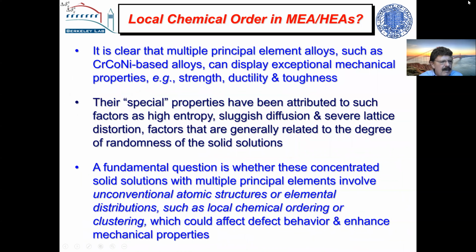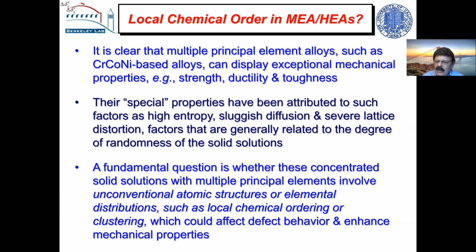So we've got these multi-element alloys that have exceptional mechanical properties: toughness, strength, ductility. This is basically the cobalt-nickel-chrome materials, which are really the best for that. We talk about the special properties, they have high entropy, sluggish diffusion, lattice distortion from the multiple elements. But we're really talking mostly about random solid solutions, but are they random? The question that we've been asking ourselves, with all these multiple principal elements, is is there possibility of unconventional atomic structures? Is there possibility of elemental distributions, clustering, even short-range order?